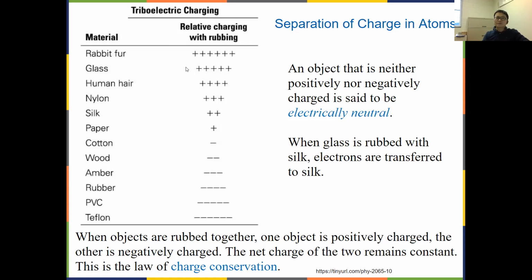All right, so if an object is neither positively nor negatively charged, then it's called electrically neutral. All right. So at the end of the day, the charge should be conserved. If you are rubbing one thing against another, that will just be a transfer of electrons from one object to the other. But charge overall should be conserved. Okay. So the net charge should remain constant.